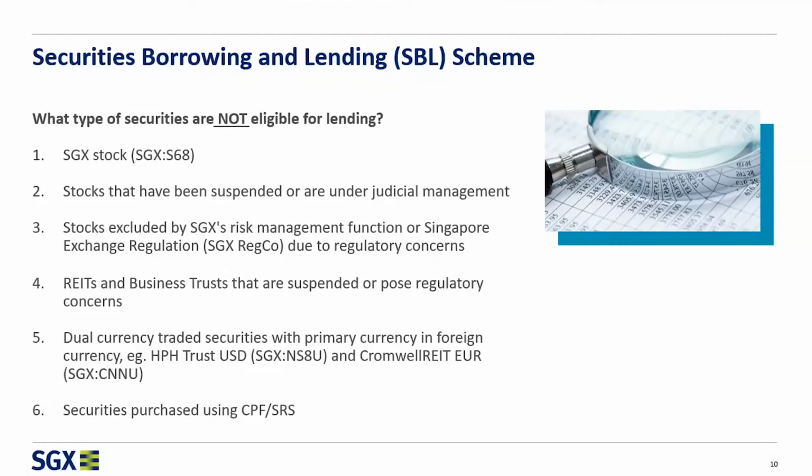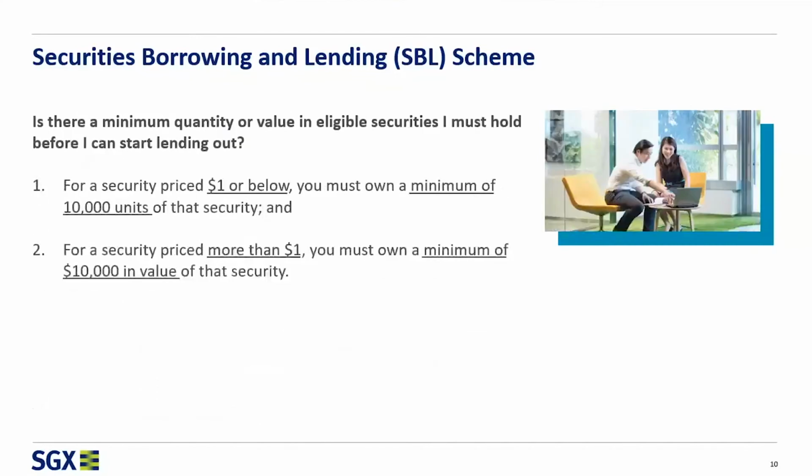So because your stock is not purchased using CPF and SRS are not kept with CDP, so it is not eligible for lending. Okay. So next, is there a minimum quantity for those eligible securities?